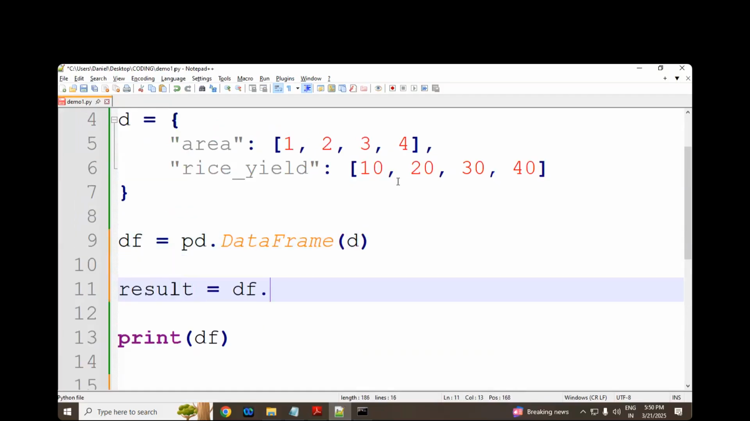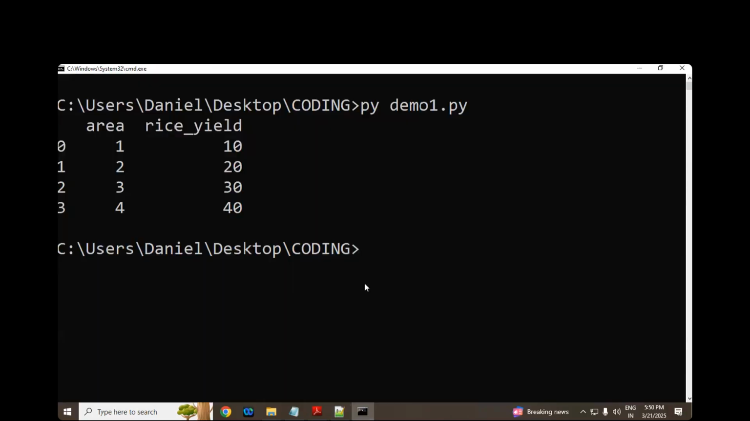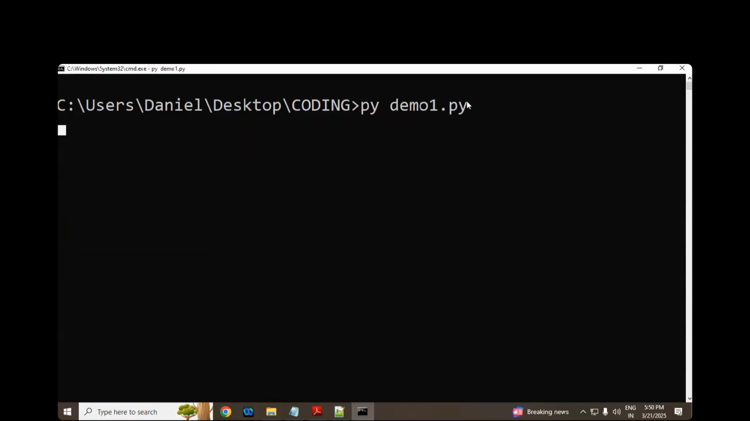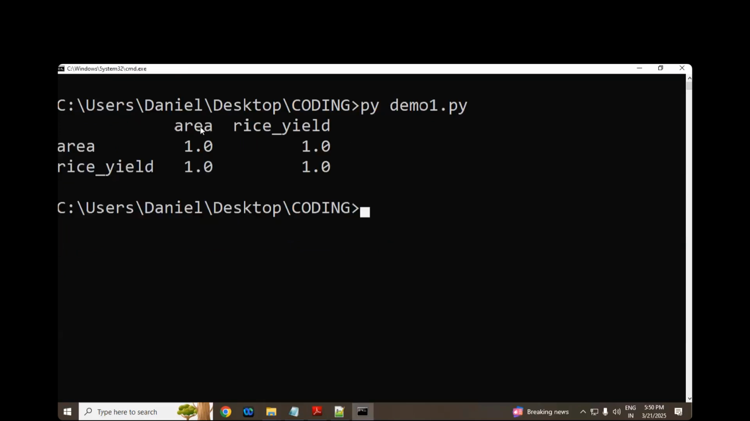Result equals df dot corr, then print the result. Understand this. You will get output like this. Column name area, column name rice yields; row name area, row name rice yields. The same column always has a strong relation with itself. But area with respect to rice yields shows a very strong relation.